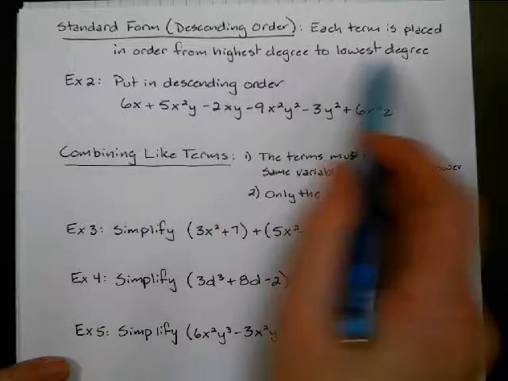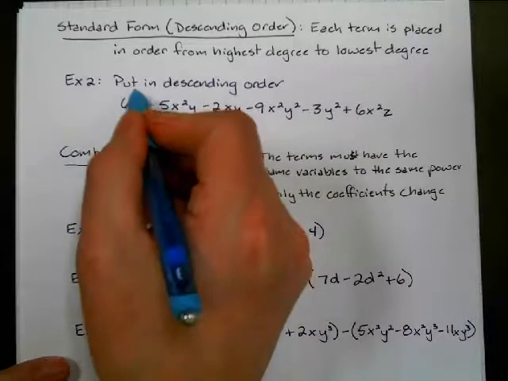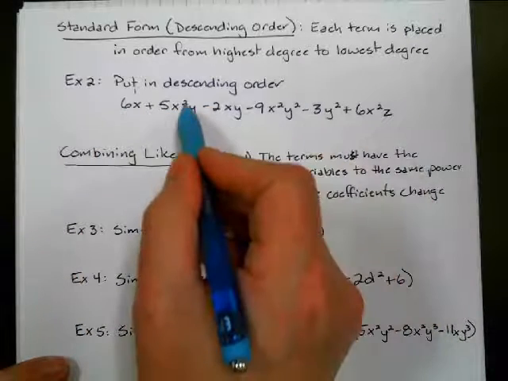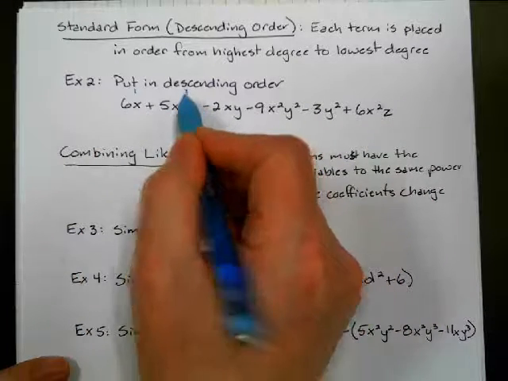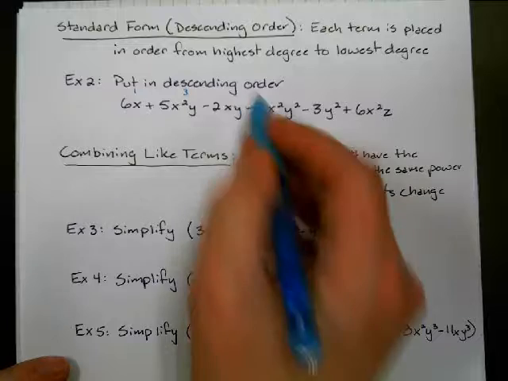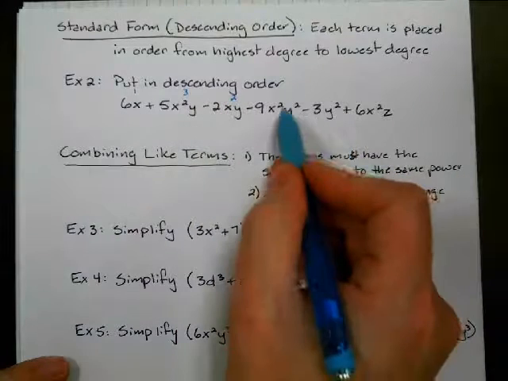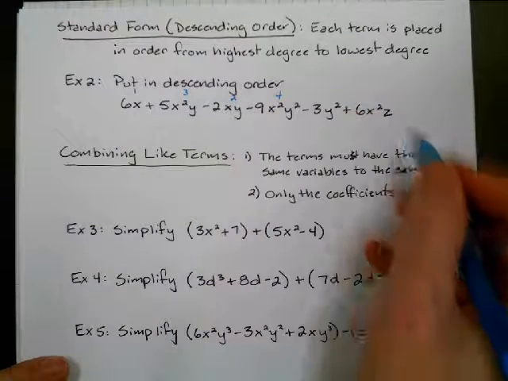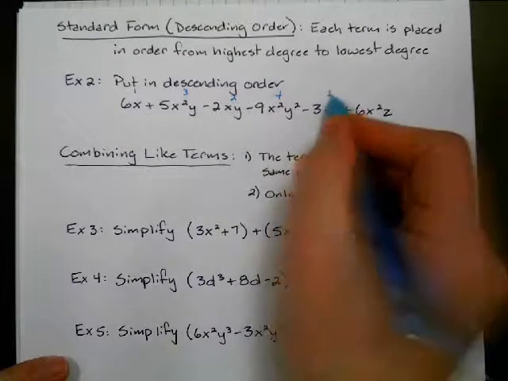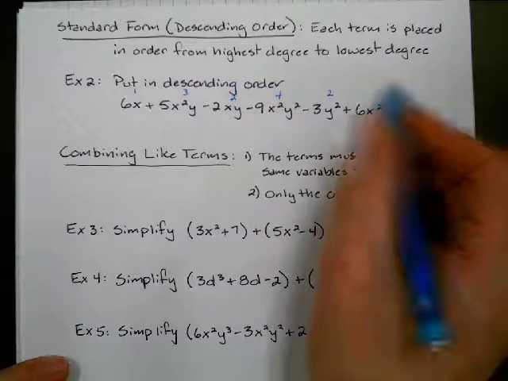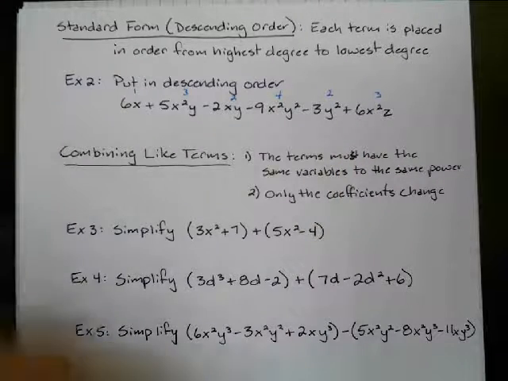So let's write down the degrees. This is the first degree. This is 2 plus 1, so this is the third degree. This is 1 plus 1, so that's second degree. 2 plus 2, that's the fourth degree. 2, that's the second degree. And then 2 plus 1, third degree. All right, so those are all the different degrees.